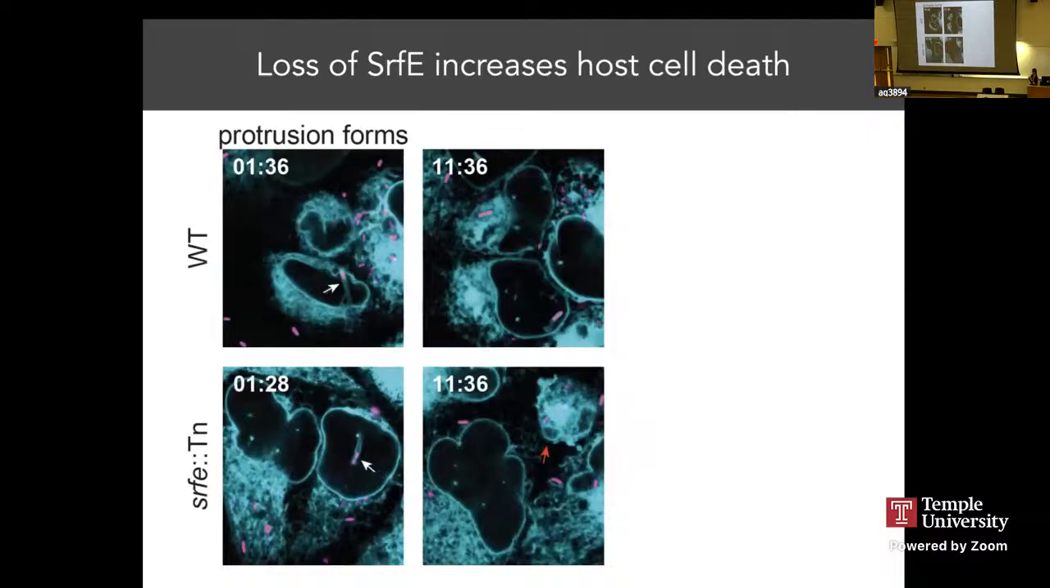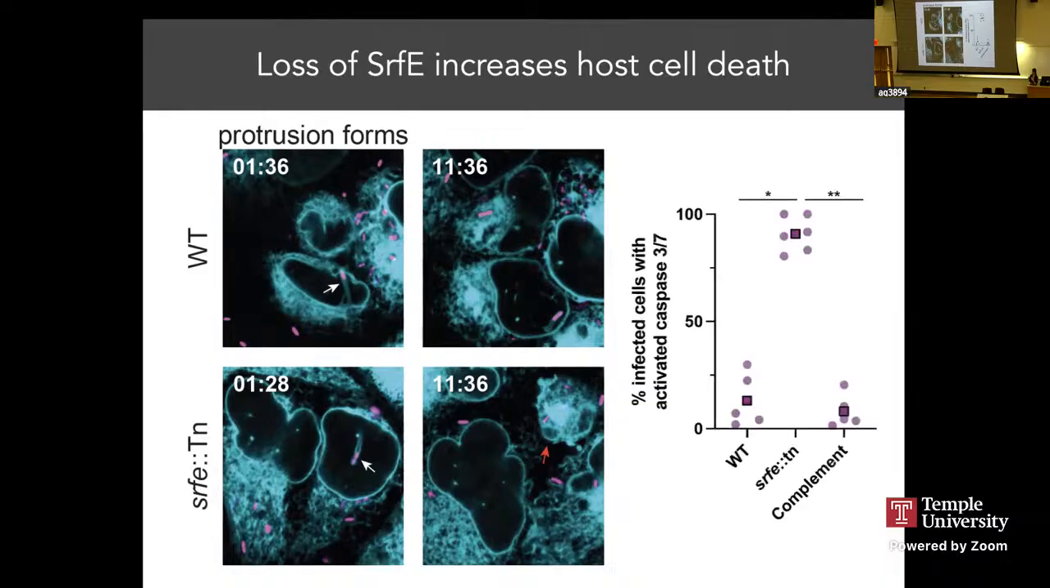And so one thing that she noted when she was doing some of her imaging was that in this wild type image, you can see 2 time points. On the left, it's 1 hour and 36 minutes into a movie, and then we have 11 hours later, and you can see on the bottom, a cell has had a protrusion form, and the cell at 11 hours later is fine. However, if you look in the SERF-E mutant, you can see that they can initiate this protrusion also, but that cell does not survive. The host cell seems to be needing this SERF-E around to help it maintain its integrity.